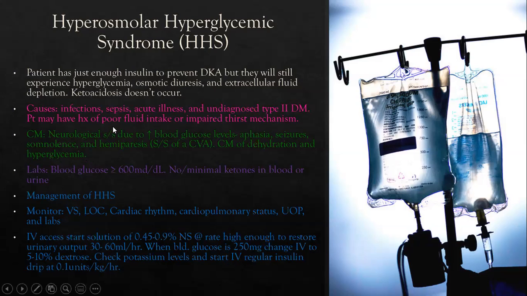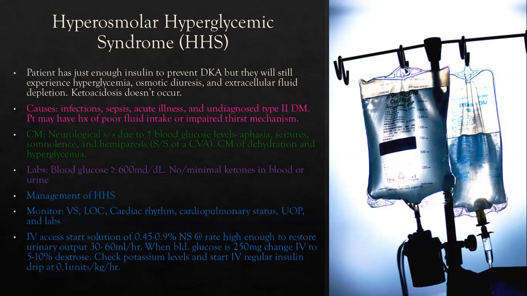Causes of this can be infection, sepsis, acute illness, undiagnosed type 2 diabetes, or your book said the patient may have a history of poor fluid intake or impaired thirst mechanism, AKA that's basically elderly people. They do not drink enough fluids and they don't know when they're thirsty. So the elderly are most at risk for this. The signs and symptoms, again, you're going to see signs and symptoms of dehydration and hyperglycemia. The extra portion is more neurological focus. This is because the blood sugar levels are so high and your brain cannot handle it.